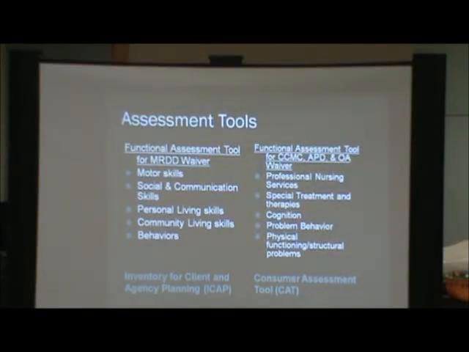For the CCMC, APD, and OA waivers, which are children with critical medical conditions, adults with physical disabilities, and older Alaskans waivers, there's a consumer assessment tool called the CAT, and this is also done by DSDS. They have nursing staff that actually go and do these assessments, and they look at the professional nursing services that the person has or may need, the special treatments and therapies, the cognition, any problem behavior, and physical functioning and structural problems. So these tools are used to identify whether or not a person meets the level of care of being in a nursing home or institutional setting, basically.